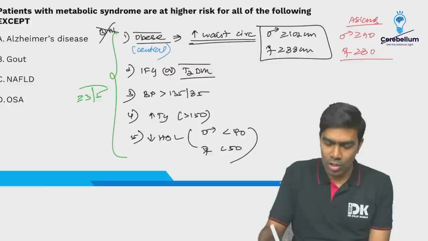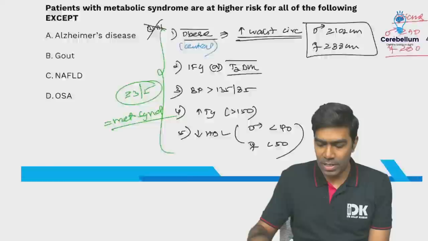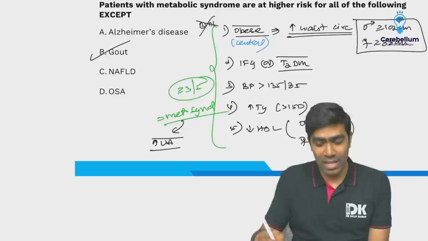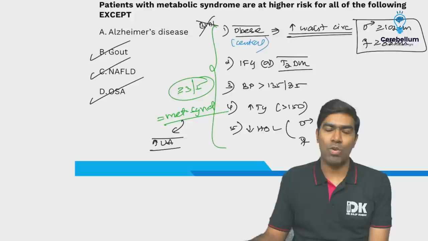Metabolic syndrome patients are at risk of gout because of hyperuricemia. One of the important complications of metabolic syndrome is hyperuricemia, increased uric acid, and they are at risk of gout. There is no doubt about that. Because of more fat in the body, they can develop NAFLD, non-alcoholic fatty liver disease, and NASH. And OSA is also quite common because they are obese.